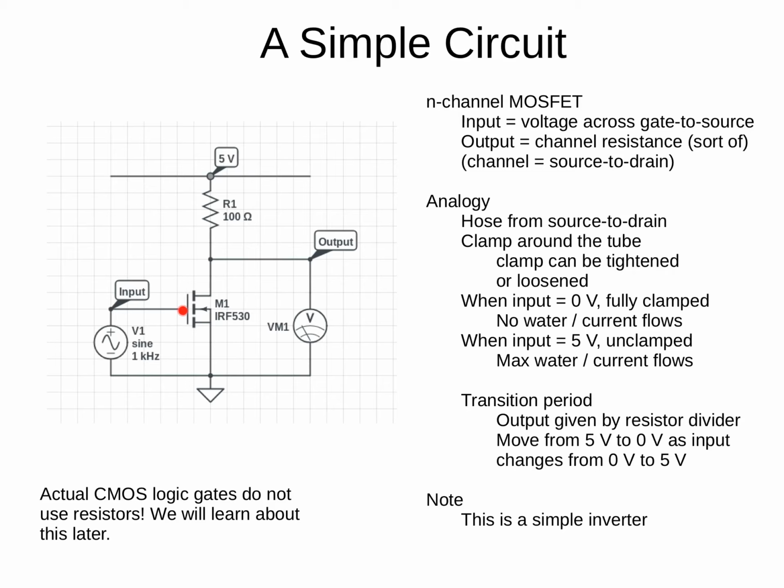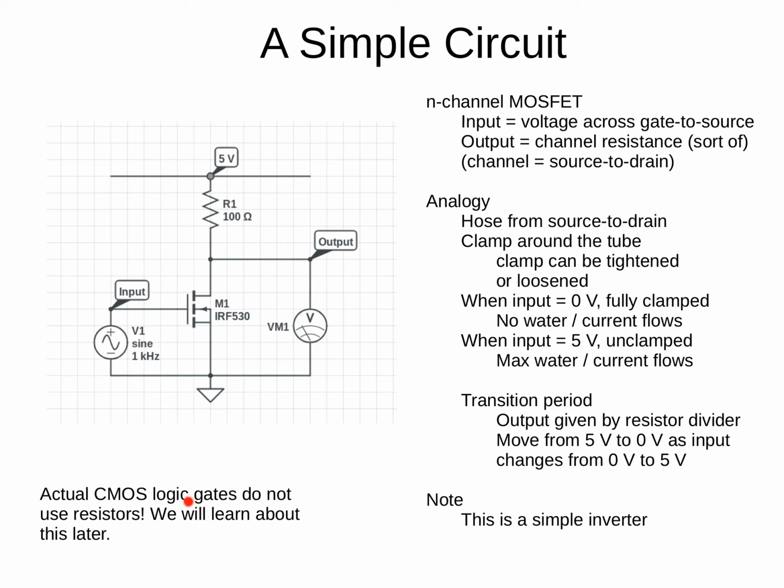When the input here is 5 volts, the resistance between here and here is very small, and so the output is going to be close to 0 volts here. So when the input is 0 volts, the output's close to 5 volts, and when the input is 5 volts, the output's close to 0 volts. We have just made ourselves a logic gate, a simple inverter. The output is the opposite logic state to the input.